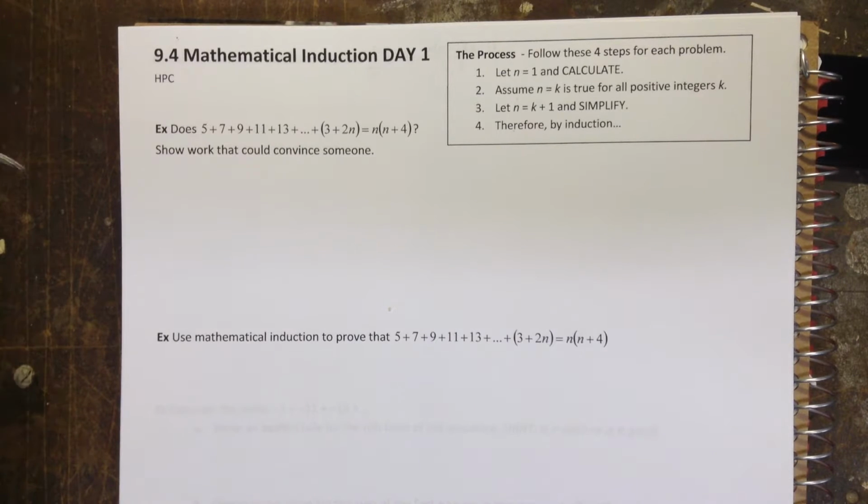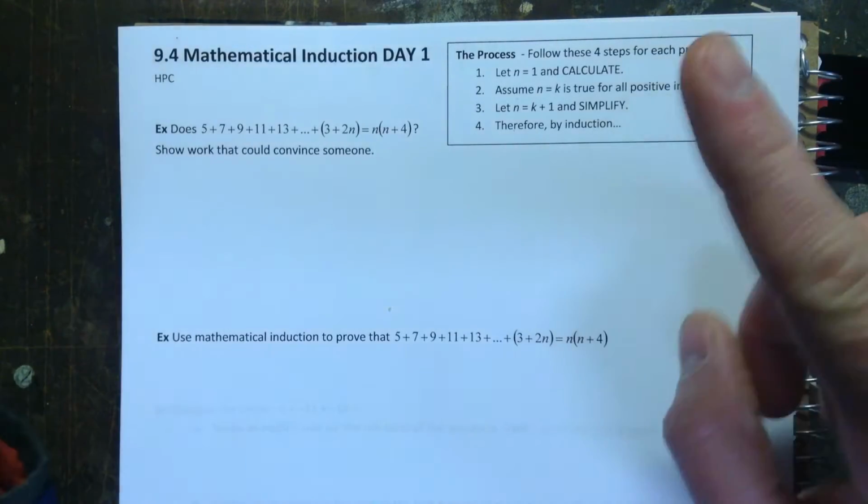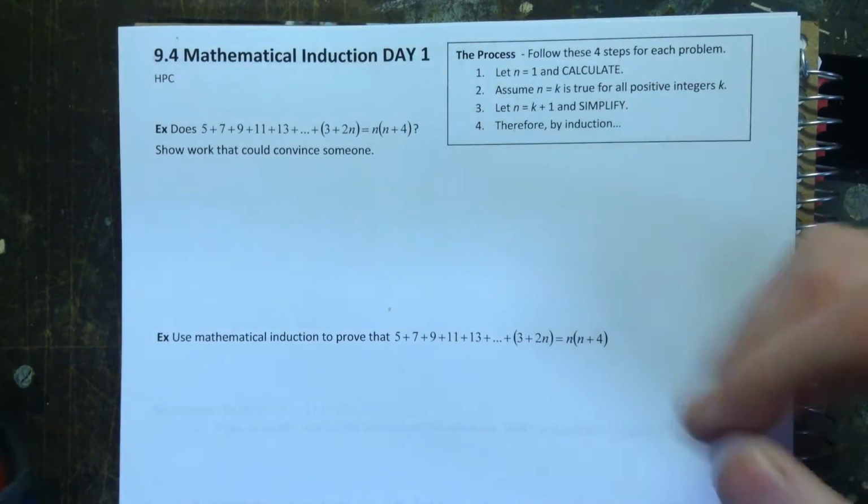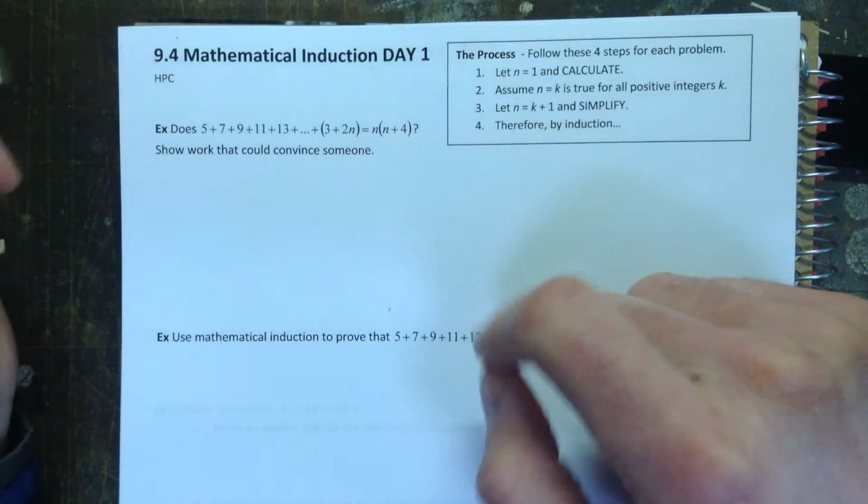Now the first part says show work that could convince someone. So what you want to do is just try and convince someone, and usually that someone is yourself. So we're going to take a look at a couple of these things, and we're going to see if it actually works, or in a way that we can convince ourselves. So let's begin real easily.